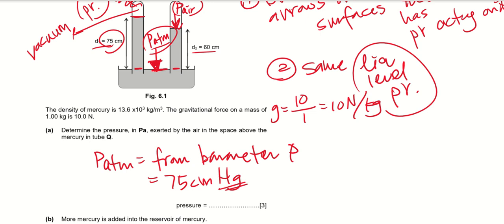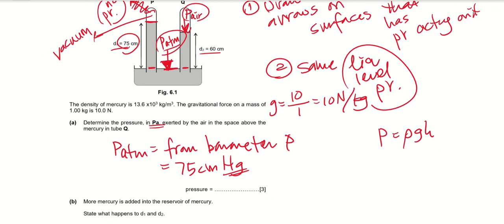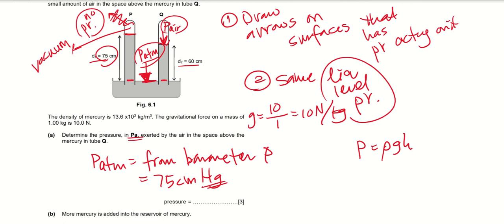The density that I'll be using is mercury, which is provided. And later on, if I were to calculate the pressure in Pascal, I will need to multiply by g, because don't forget, pressure equals rho g h. But let's not do this first. We just keep it as PATM equals 75 cm Hg.